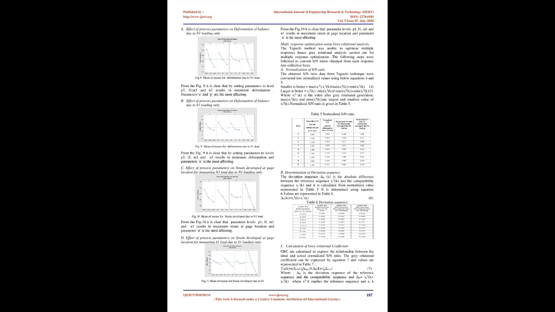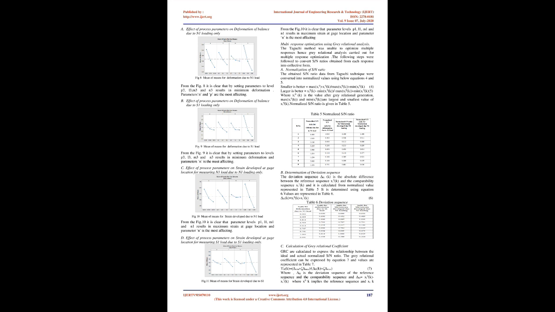V. Results and discussion. Taguchi method is used for optimization of parameters using signal-to-noise ratio. Higher signal-to-noise ratio means closer to optimal parameters. It can optimize a single response only and is unable to optimize if the number of responses is more than one. A. Effect of process parameters on deformation of balance due to N1 loading only. From Fig. 8 it is clear that setting parameters to level P3, L3, M3, and N3 results in minimum deformation. Parameters N and P are the most affecting.